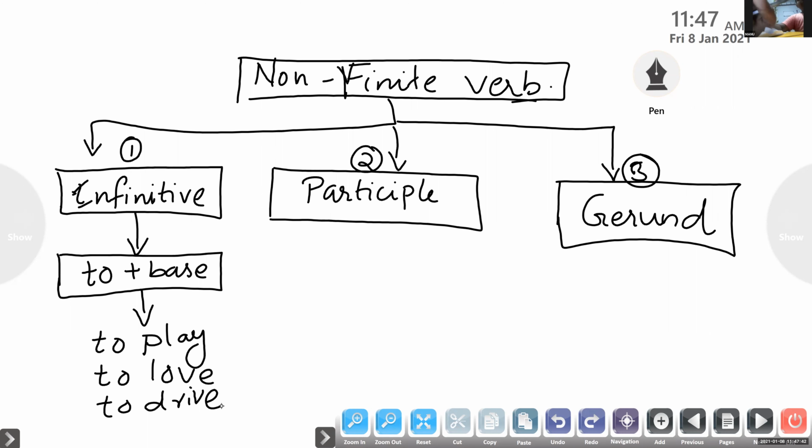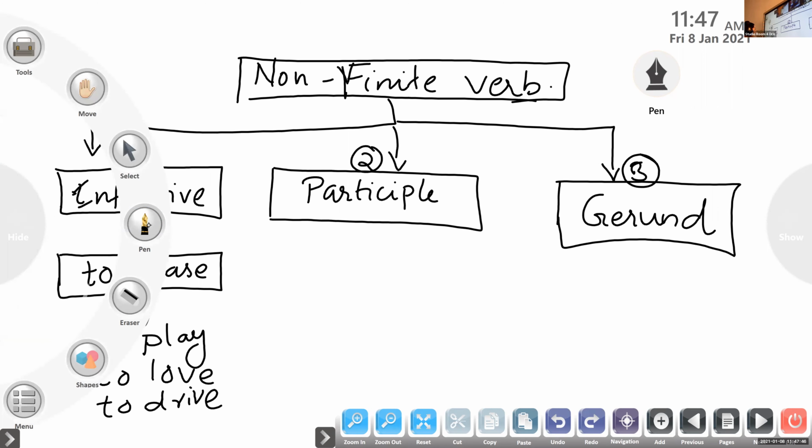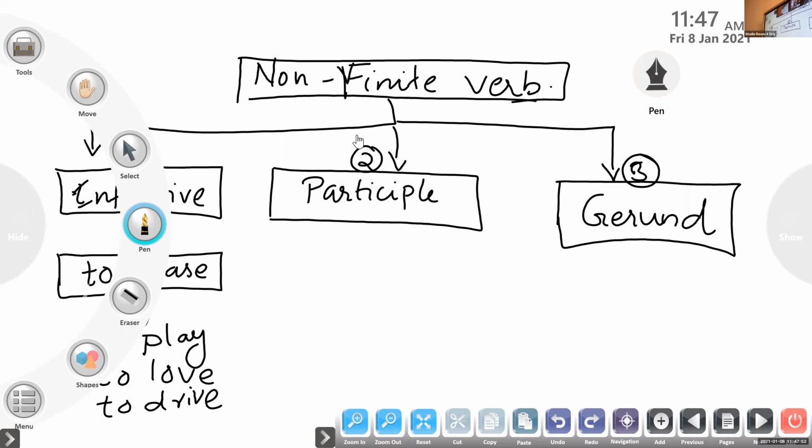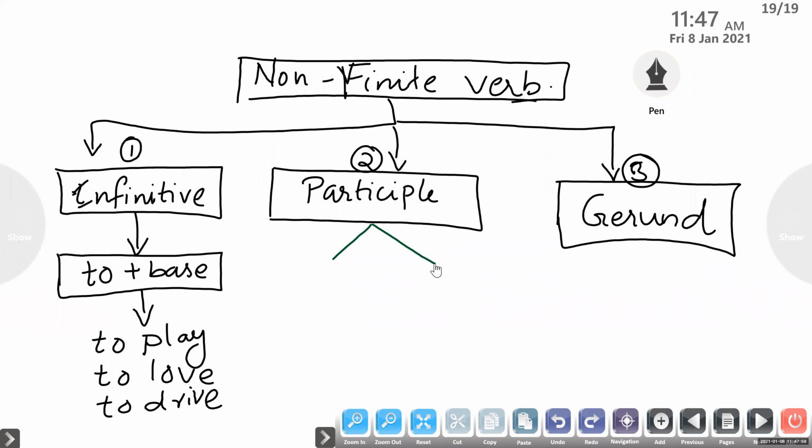Okay, now let us talk about participles. You are familiar with participles, right? When we learned tense rules, we used participles there. What are the participles normally seen in English grammar? Present participle. Excellent. Present participle.